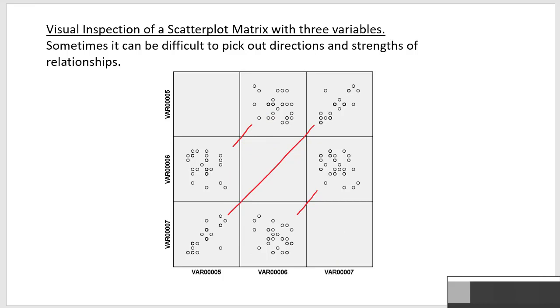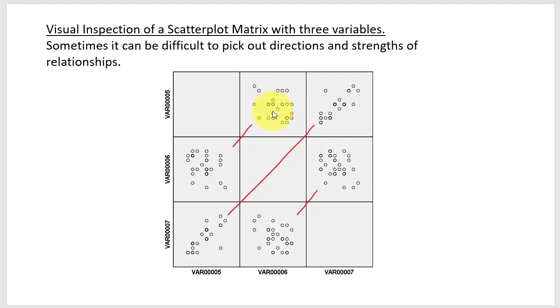So there you go. If we looked at variable 5 and variable 6, and we looked at the correlation between them, you can see that there's kind of a hodgepodge of dots, and maybe possibly it has a slight negative feel to it, but it's really hard to tell.